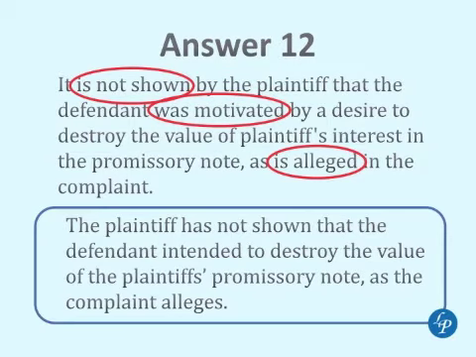The plaintiff has not shown that the defendant intended to destroy the value of the plaintiff's promissory note, as the complaint alleges. All in active voice, and we just went from 3 to 0. But just remember, you're looking for a be verb plus a past participle. I might also point out that in the first construction, not is functioning as an adverb, and it is correctly splitting the verb phrase. That is something that it's the only place to put the adverb. You could not say it not is shown, or it is shown not by the plaintiff. It is not shown is the only way to use the adverb not in that construction.